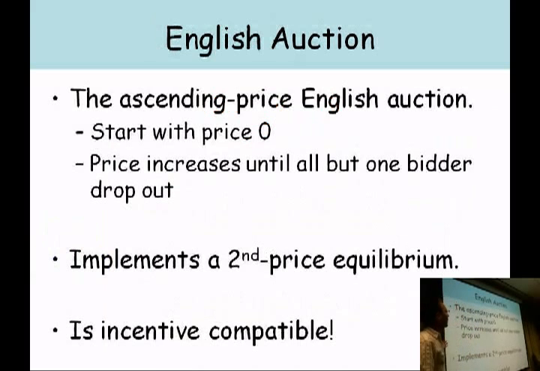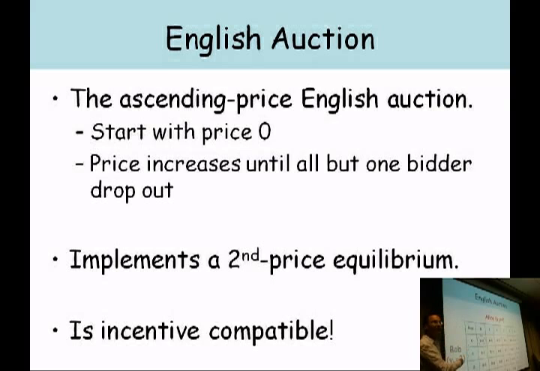One famous auction in the economic literature is the English auction, the ascending price English auction, which is: start at a price of 0 and let the price increase until only one bidder is left standing. They drop out when their value is exceeded, and when only one remains, he gets the item. This implements the second price equilibrium because, for example, if there are 2 of us, you're going to drop out when we reach your value, and so I'm going to pay the price at which you drop out. But it's incentive compatible. That's the nice thing about this. It's incentive compatible for me to just drop out when my value is exceeded, not before, not after.